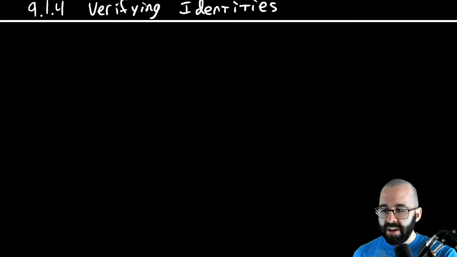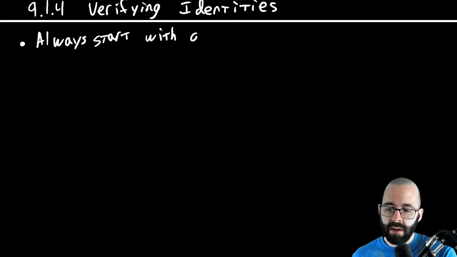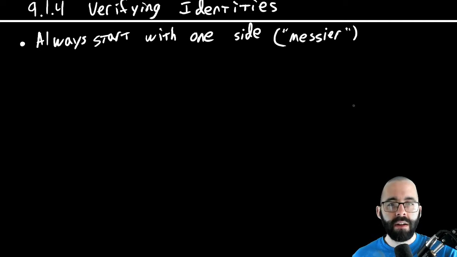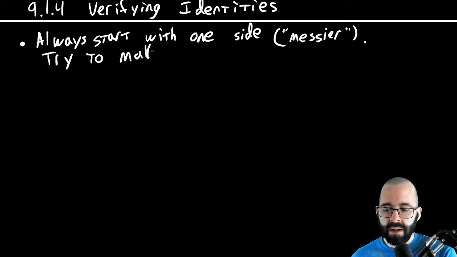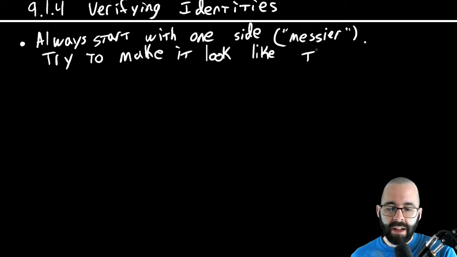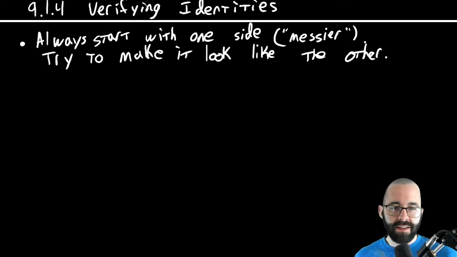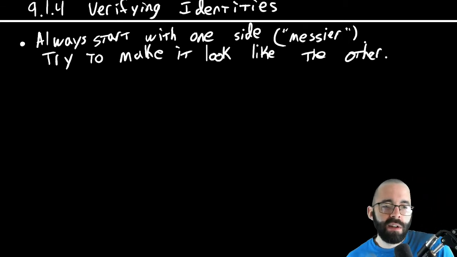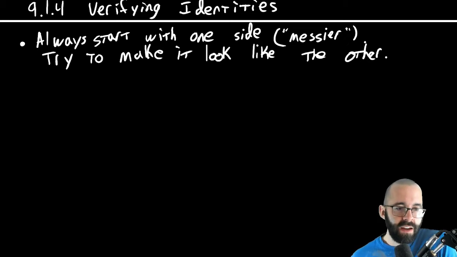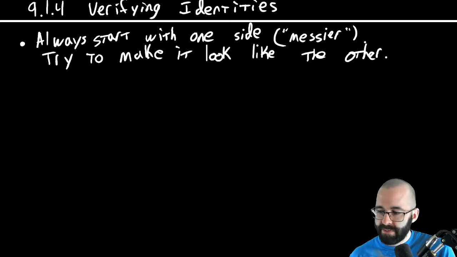When you're verifying identities, you're always going to start with one side, and that's usually going to be the messier side. Then try to get it to the other side, try to make it look like the other. We can only work with one side at a time. So we take the messier one and use some tricks, some simplifying, to get it to look like the other one.